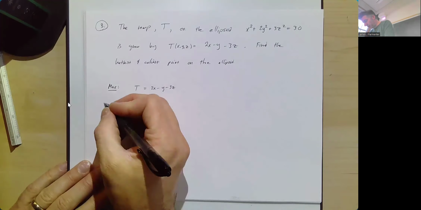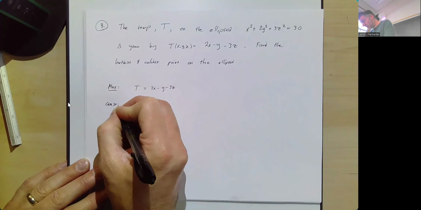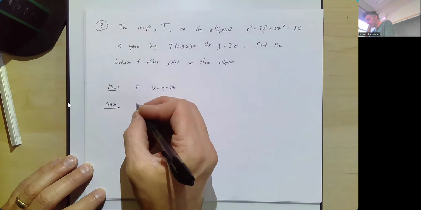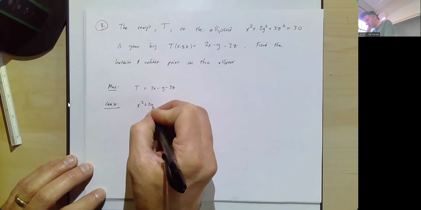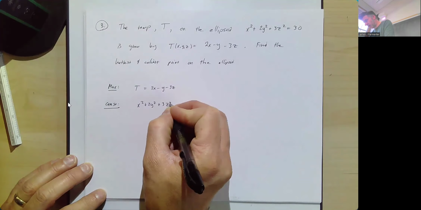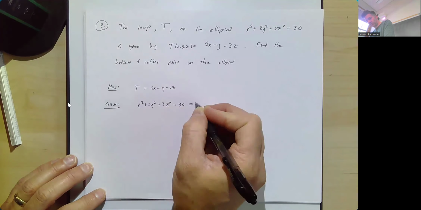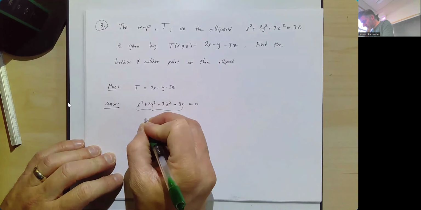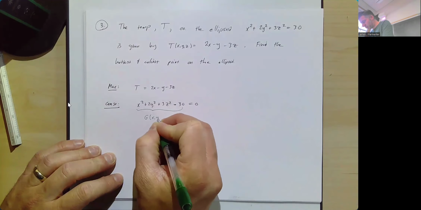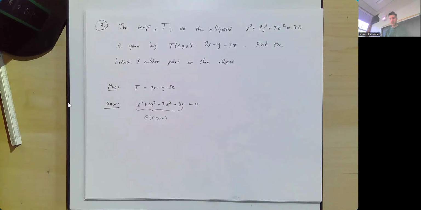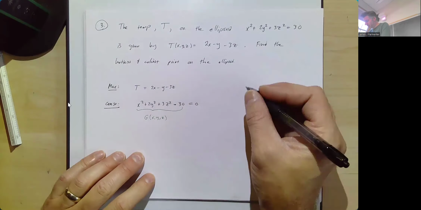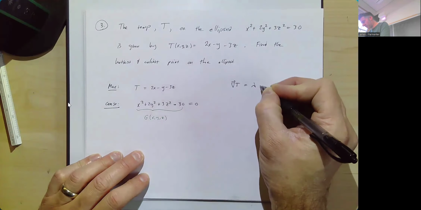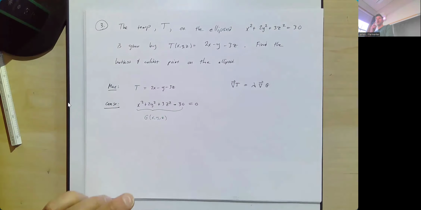On the other hand, the constraint is equal to some number. I've got x squared plus 2y squared plus 3z squared equals 30, or as I'm going to write it, x squared plus 2y squared plus 3z squared minus 30 equal to 0. And this is what I'm going to call my constraint. And let's call it capital G just for fun. And now we do the thing. We take the gradient of the thing we're trying to maximize and set it equal to lambda times the gradient of the thing we're constrained by.